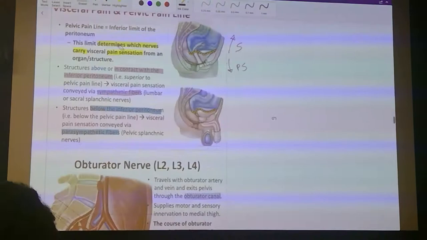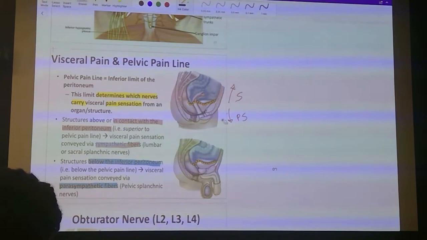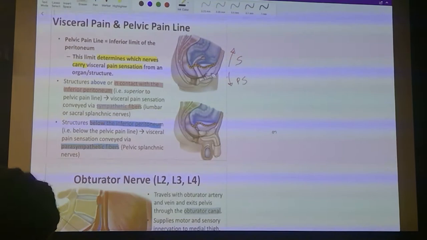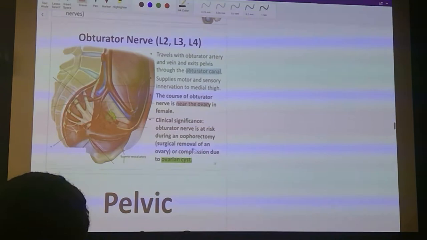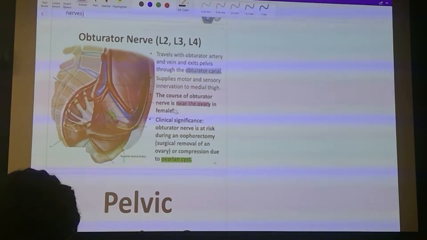Above the pain line, it's somatic, so it's painful. Below the pain line is parasympathetic, so it's less painful. Basically, if it's in the peritoneum, it's more painful than below the peritoneum. And just know that the obturator nerve is most likely to be damaged during removal of an ovary.